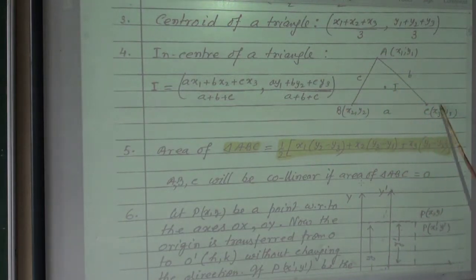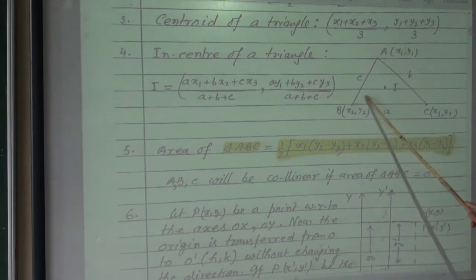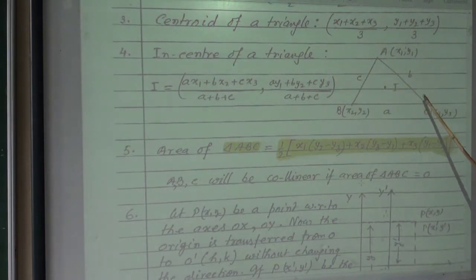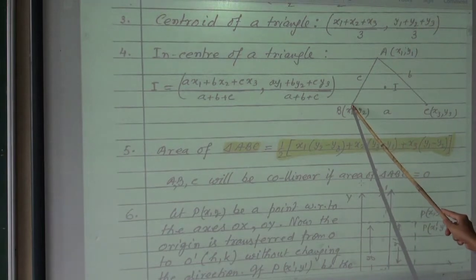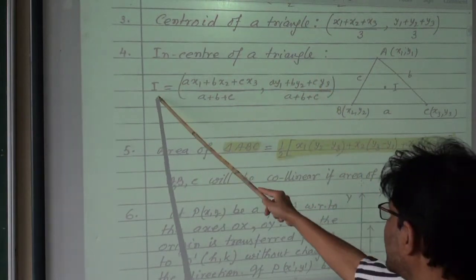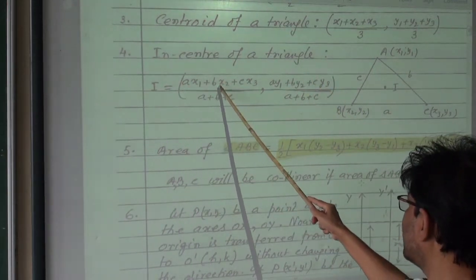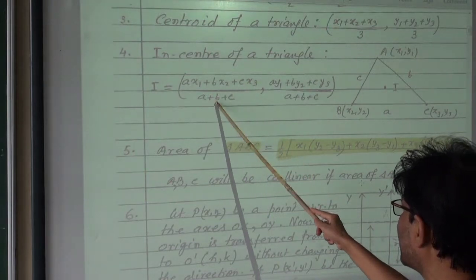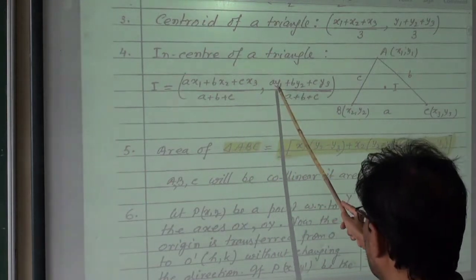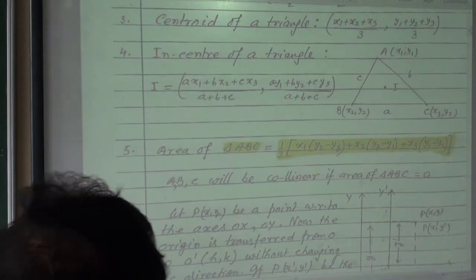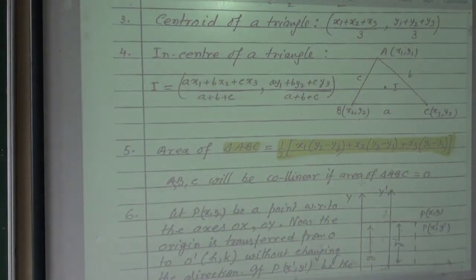Incenter of a triangle: if you draw one circle which will touch all three sides, that center will be how much? If this is ABC, opposite to vertex A, this length is denoted by small a, this one is denoted by small b, this one is denoted by small c. The formula for incenter is (ax1 plus bx2 plus cx3) over (a plus b plus c). Similarly for y, (ay1 plus by2 plus cy3) over (a plus b plus c). This much I think you have done in class 10.